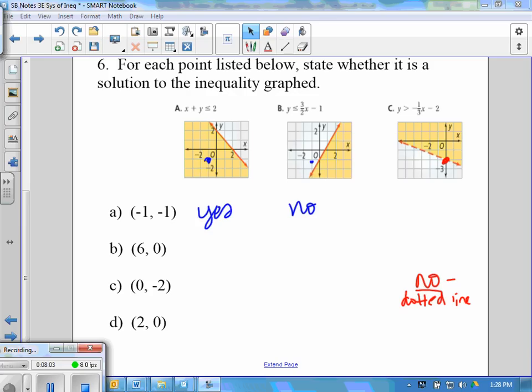Take a few minutes now and complete this exercise, deciding whether or not the points are solutions to each of the 3 inequalities. When you're finished, go on to the next section and graph those 3 inequalities and do the shading. Your teacher will be checking for those to be complete in class the next time.